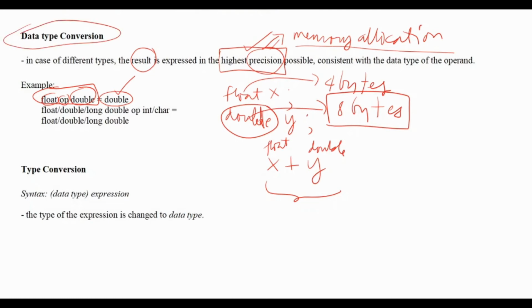Now, if one operand is float or double or long double, and then we have here an operator and the second operand is int or character, what is the data type of the resulting value? Long double is of course larger than double, and of course int and character are less in memory allocation compared to long double. So the data type of the resulting value would be long double.